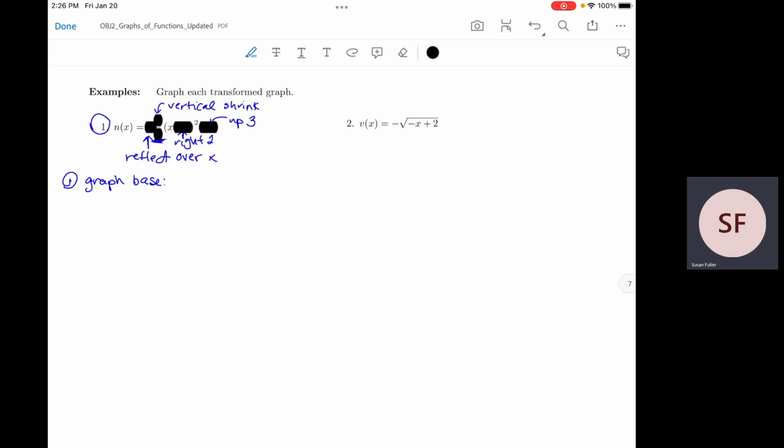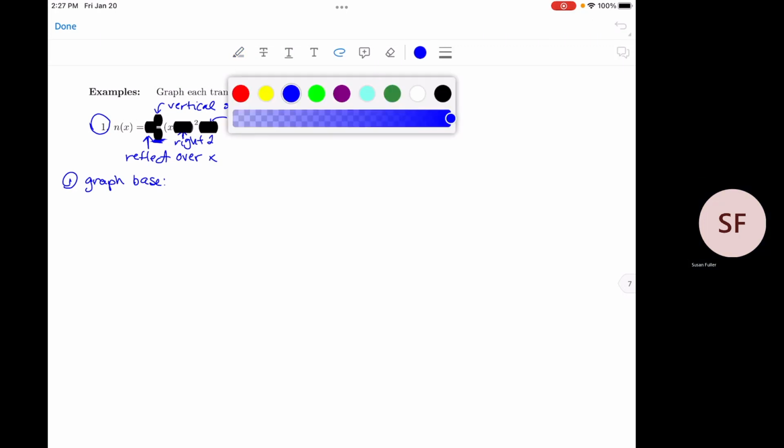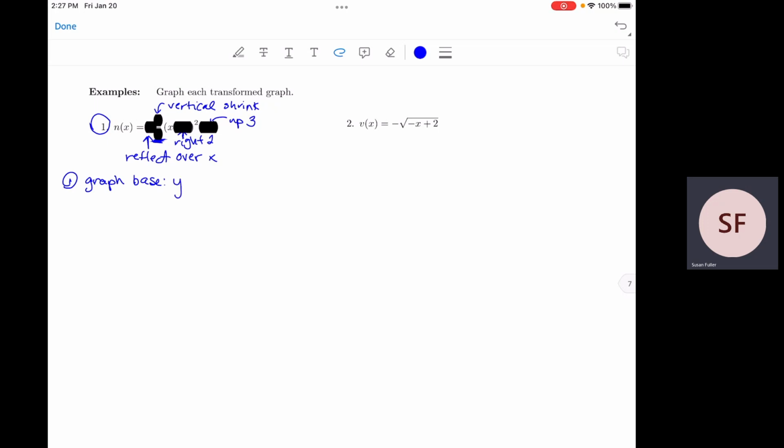What am I left with when I remove all the stuff that makes a transformation? What I'm left with is y equals x squared. Do you see that? That is the only thing that I'm left with. The x and the exponent of 2, x squared. That's my base function. That's a back pocket function. Okay, so that's how you find your base function. Cover up anything that is a transformation, and it'll show you what structure is left, and that's your base. Okay, so now I'm going to graph my base function, y equals x squared.